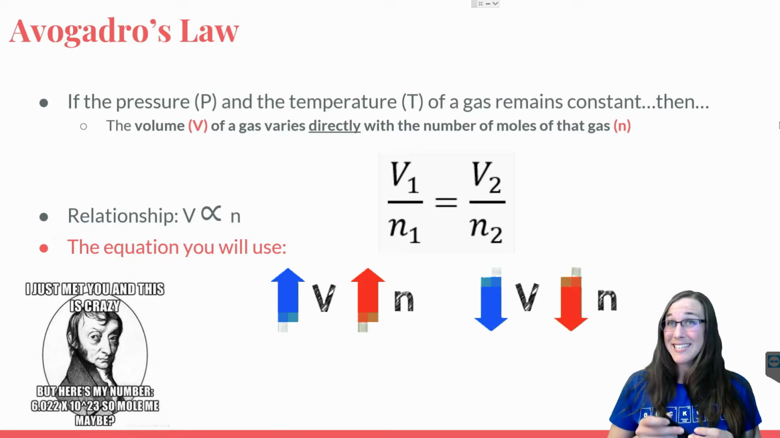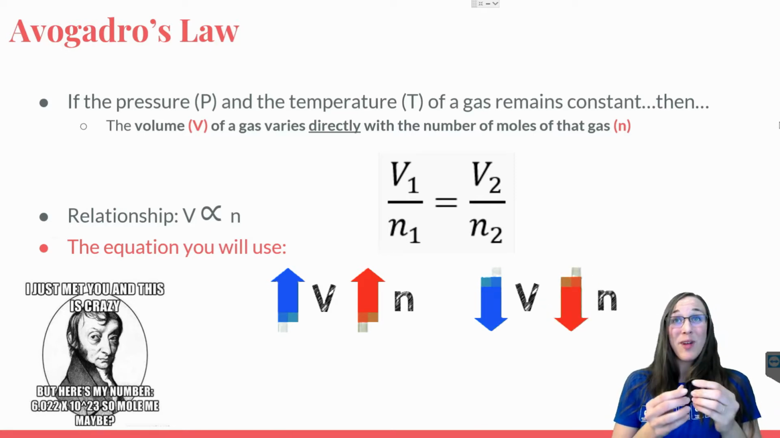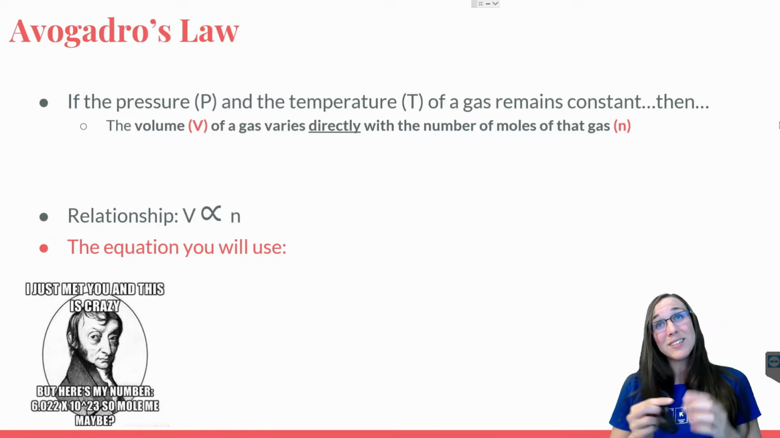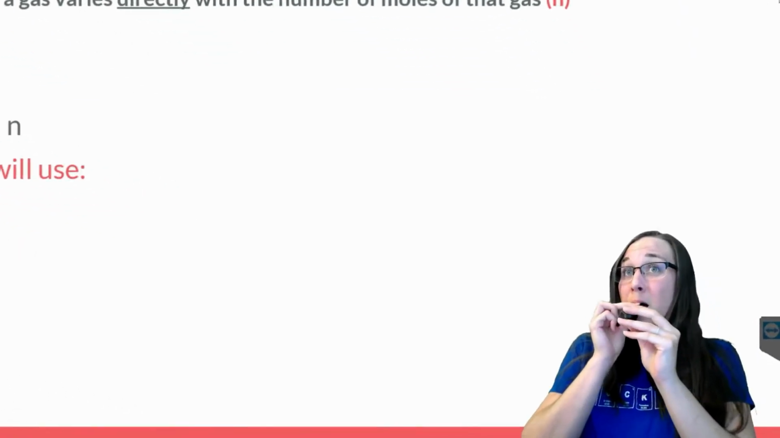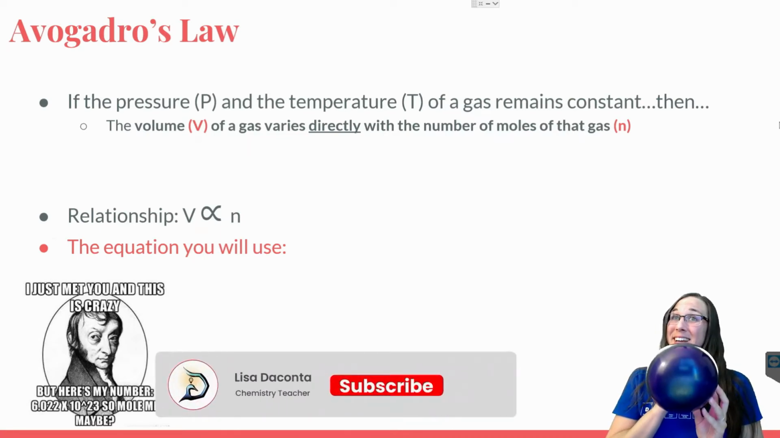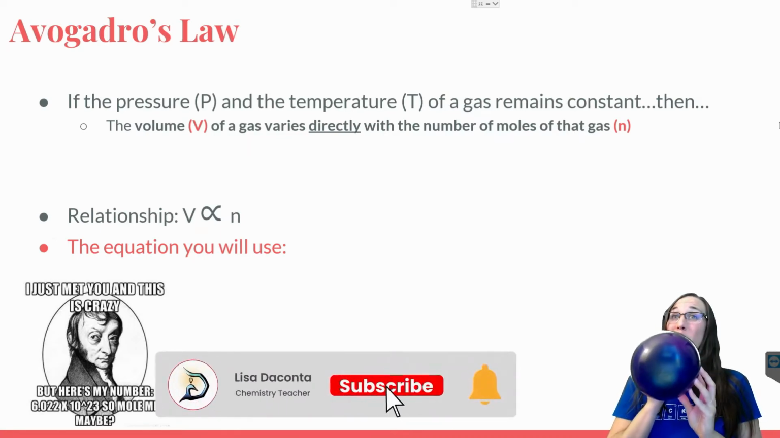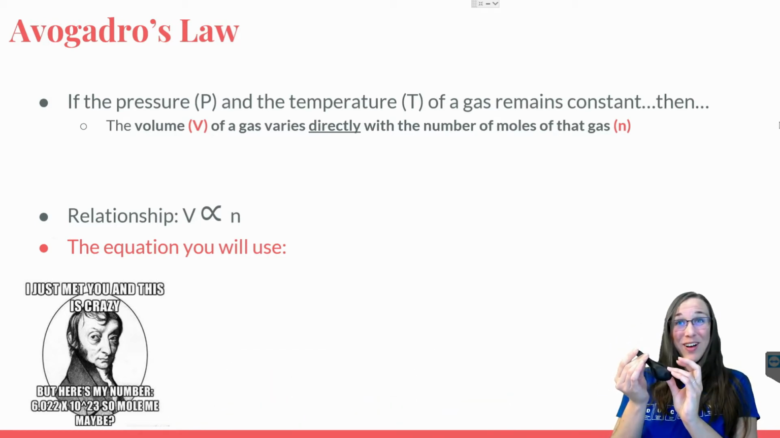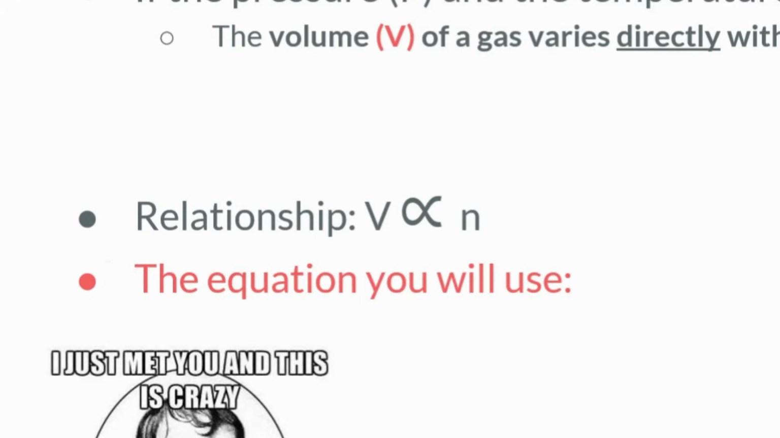This concept is easiest to see by blowing up a balloon. Right now, the volume is very minuscule for this balloon. However, if I add moles of gas to it by blowing into it, the volume of the balloon gets much bigger as I add more moles of gas. So more moles, bigger volume. Less moles, less volume. We symbolize this direct relationship by saying volume is proportional to moles, and moles is represented by an N in all gas law equations.